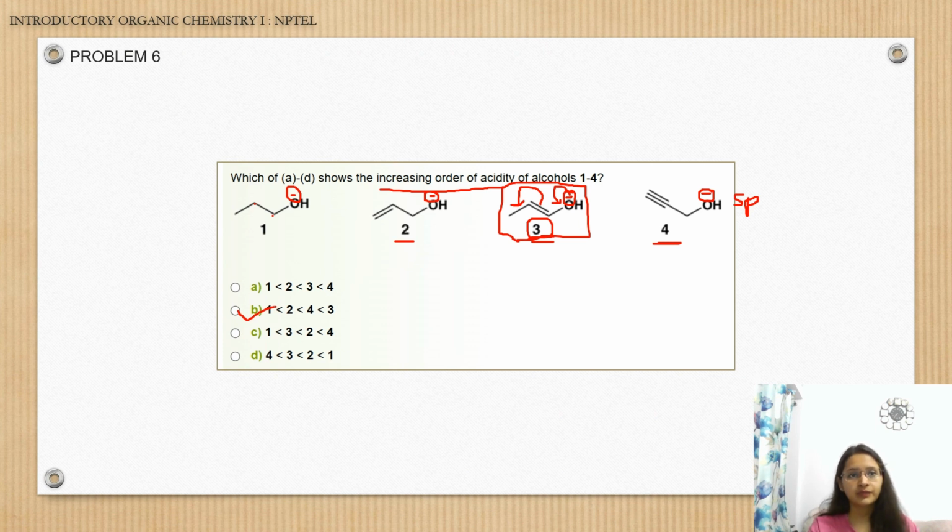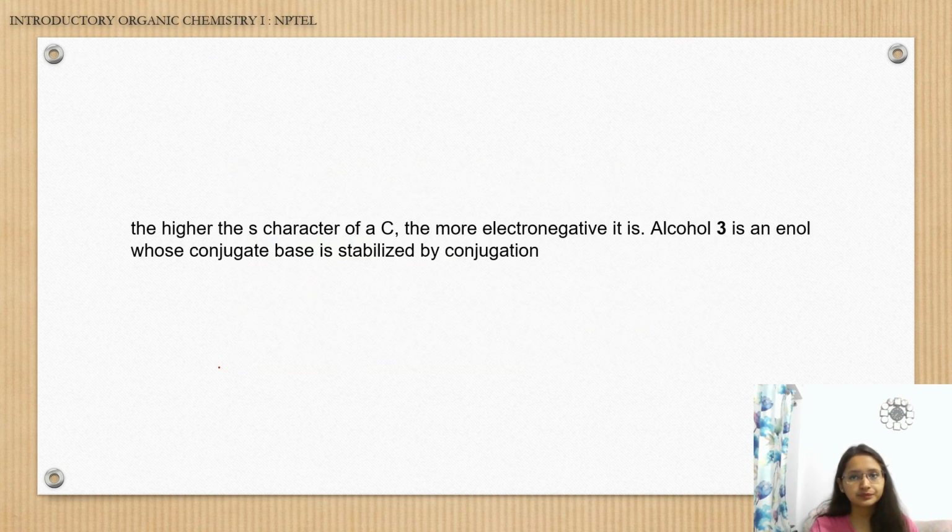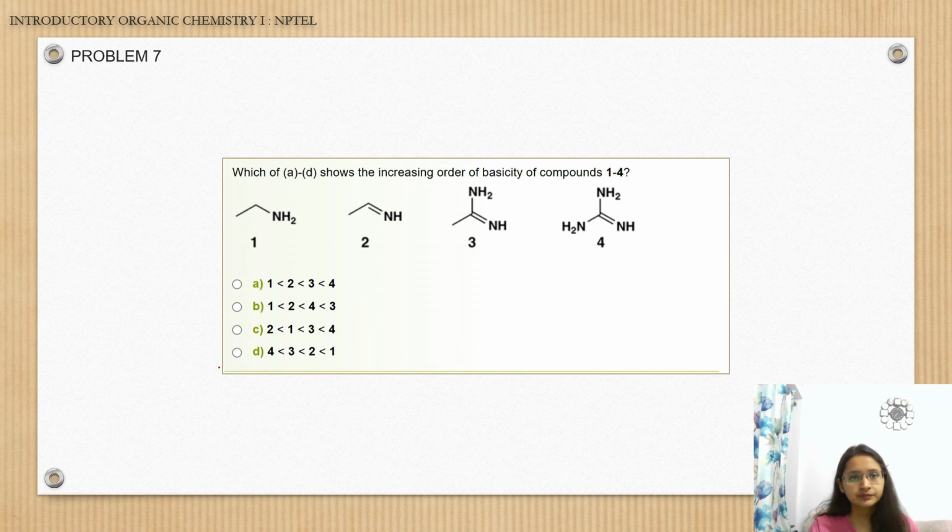Right. So is it understood by all of you? Any doubts, any queries, guys? Okay, if not, then I'm moving to problem number 7. In problem number 7, what they are asking is which of A to D shows the increasing order of basicity. We were talking about acidity in the previous case, but now we are talking about the basicity of compounds 1 to 4. One by one we will see what is more basic.